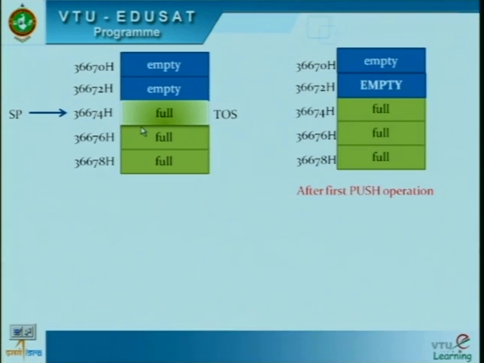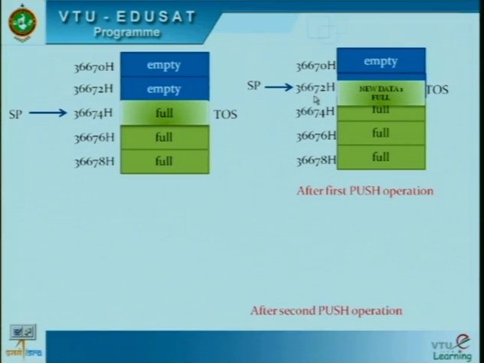After the first push operation, where the data gets pushed, SP gets decremented by 2, because for every push operation SP gets decremented, and here I am pushing 2 bytes of data. So there is new data which gets filled up, which will sit in 36672.